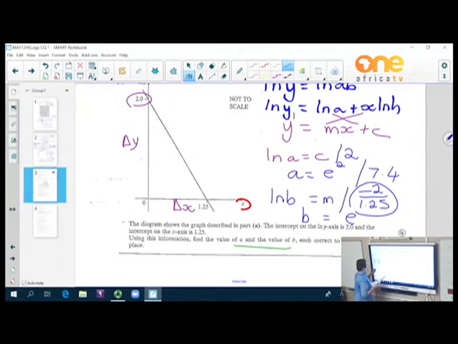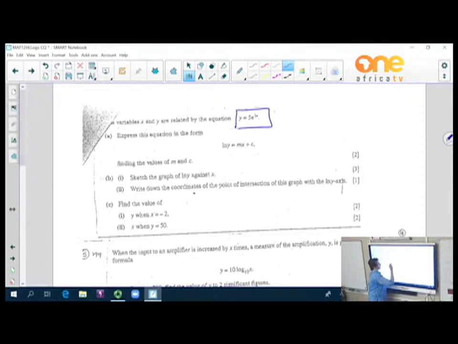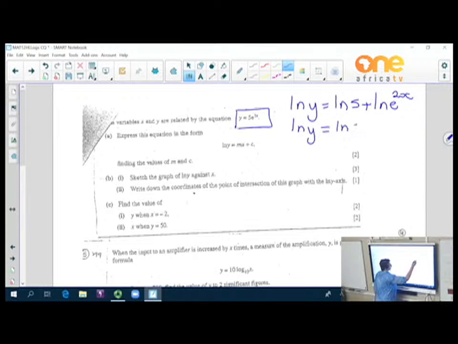Right, number 4. The variables x and y are related by the equation y is equal to 5e^2x. So this is my equation that I have this time. And now express it in this form, so they want us to ln it. So we're going to say that ln y is equal to ln 5 plus ln e^2x. Remember, because I multiply, I add: ln y is equal to ln 5 plus 2x ln e.